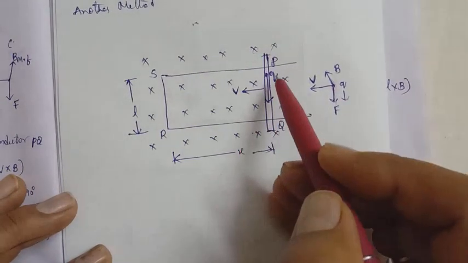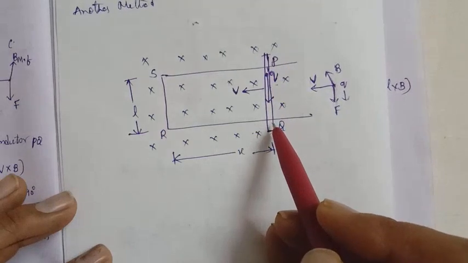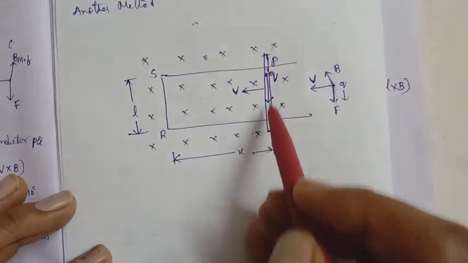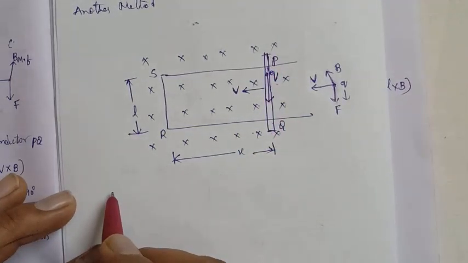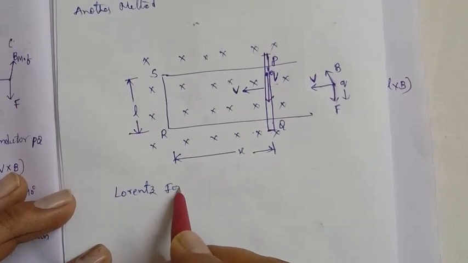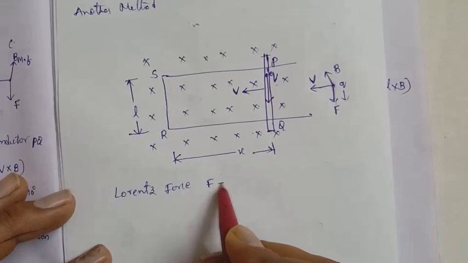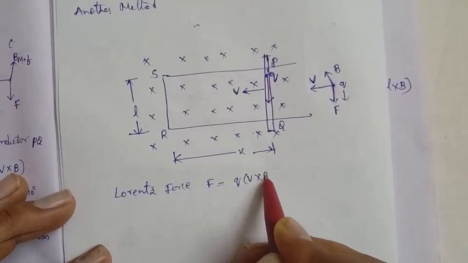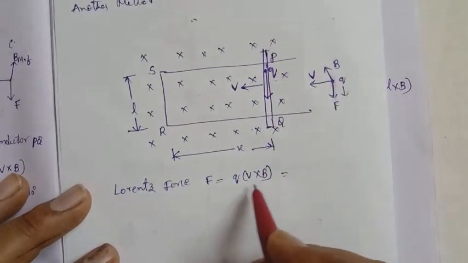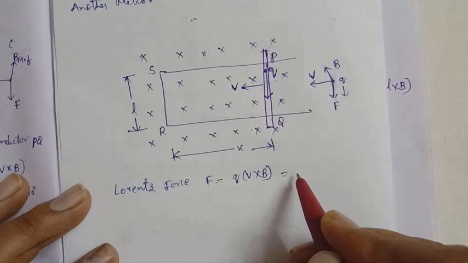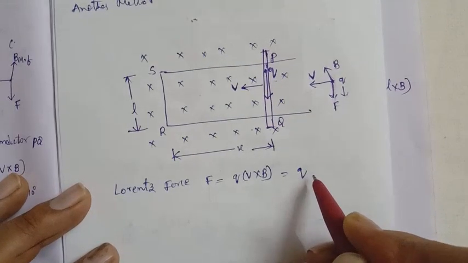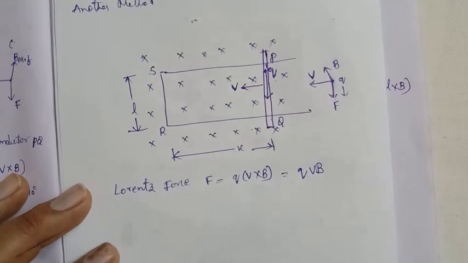The work done to bring the charge from here to here, at that time the force will be acting here. Then what is the force? That is the Lorentz force, F = q(v × B). All three are mutually perpendicular, so the angle between them is 90 degrees. That is equal to qvB sin θ, with sin 90 equal to 1, so that is equal to qvB.